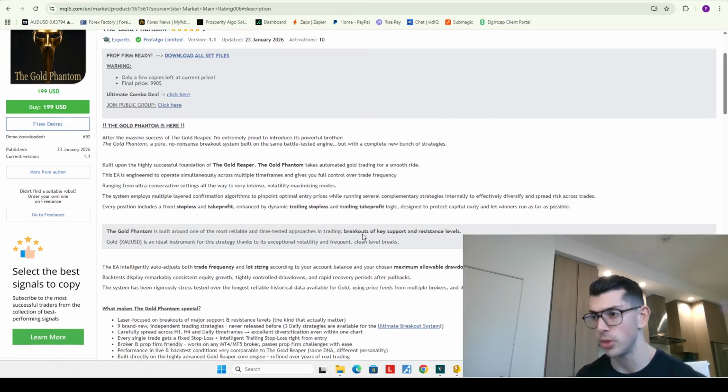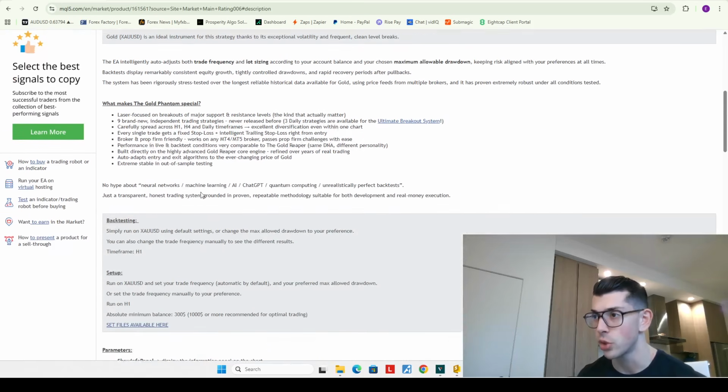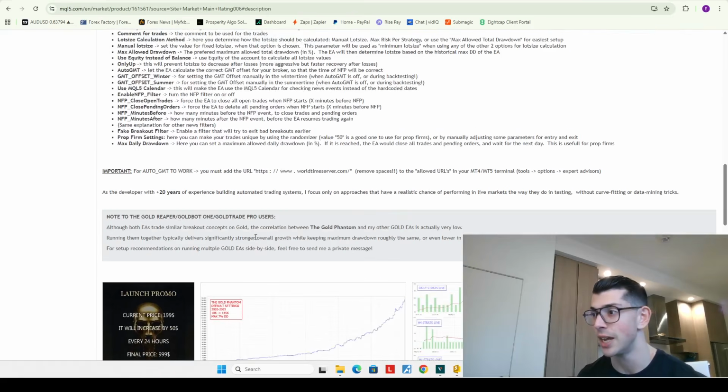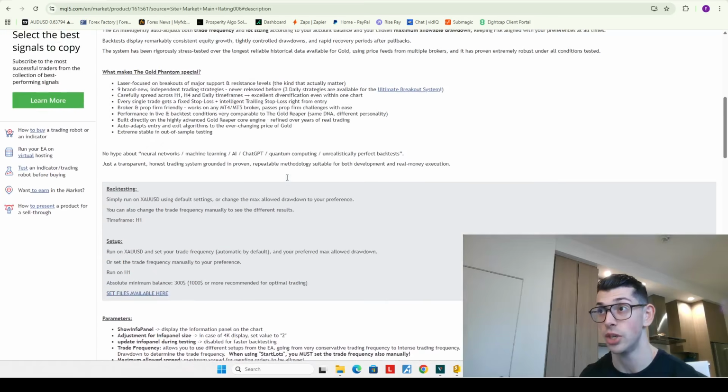So all in all, from what I'm seeing here, there's a lot of similarities to the Gold Reaper. But if you scroll down here a little bit, he says that the correlation between the Gold Phantom and the Gold Reaper and the actual strategies behind it are quite different. So I think similar to many of Wim's bots, there's quite a few different strategies, his other bots, embedded into this one. So you get a diversified portfolio within one bot just because he stacks so many strategies into it.